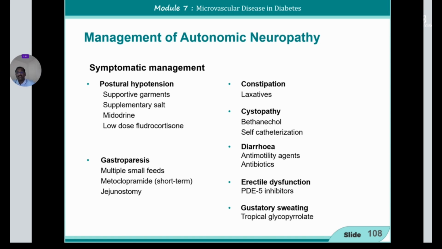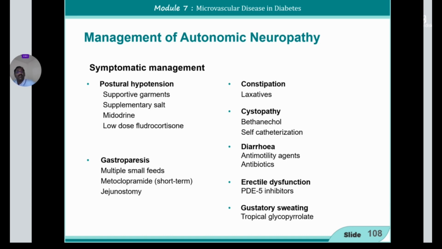For gastroparesis, multiple small feeds is the best advice. Otherwise, if they take large meals, vomiting is the rule. Metoclopramide can be useful on an SOS basis, and jejunostomy is not possible for all the population. In constipation, you have different laxatives: fiber laxatives, Cremaffin Plus, Dulcolax, etc. For cystopathy, self-catheterization is possible. In very few patients, we advise it.